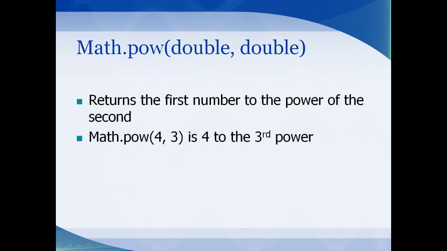Math.pow gives you one number raised to the power of the second number. In this case, we have Math.pow(4, 3). This is just 4 to the 3rd power, or 64.